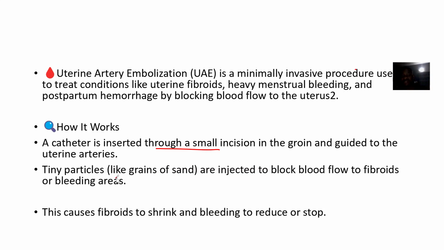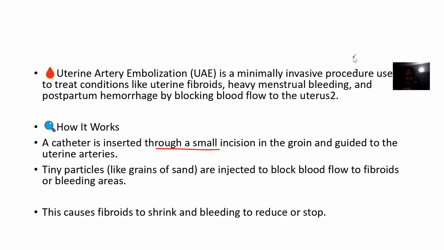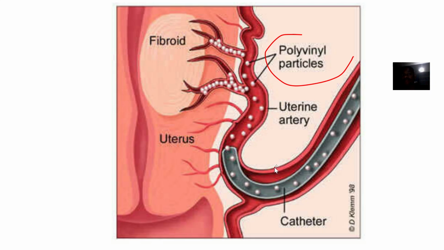Now the tiny particles are like grains of sand. They are polyvinyl particles. You put them in the blood vessel, so they kind of coagulate, and then they stop blood flow. So tiny particles are injected. They block the blood flow to the fibroids, or if it was bleeding, it will block the blood flow to the bleeding. Do you understand? So fibroids are those uterine growths.